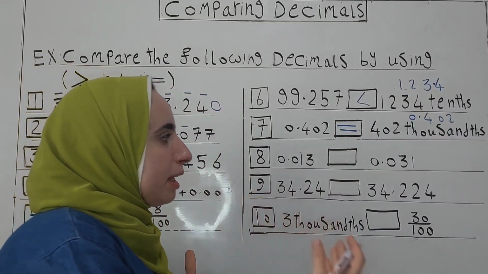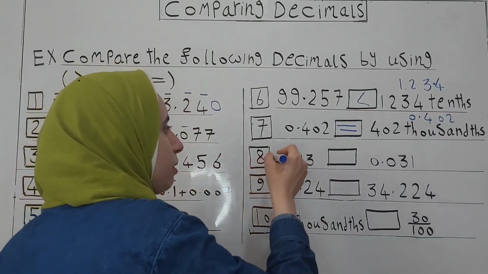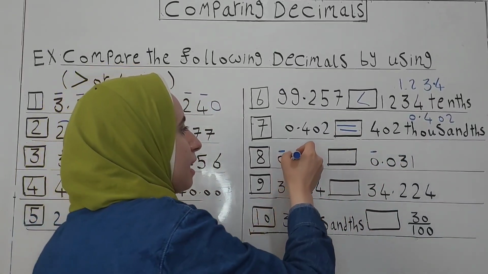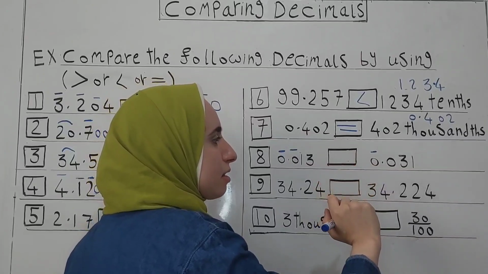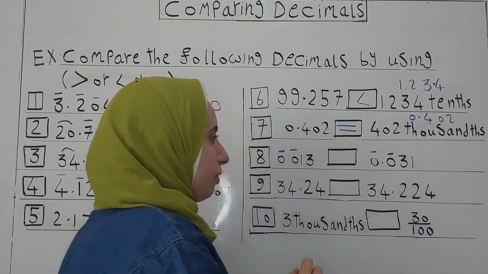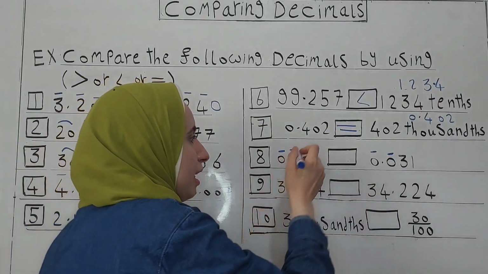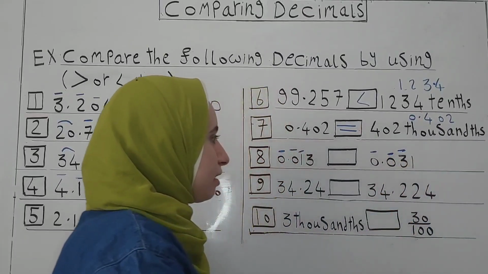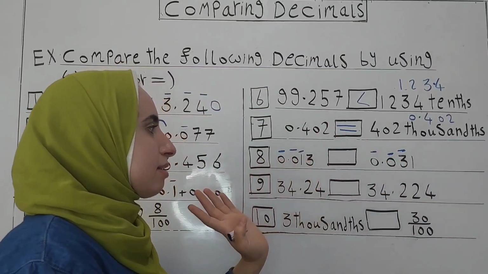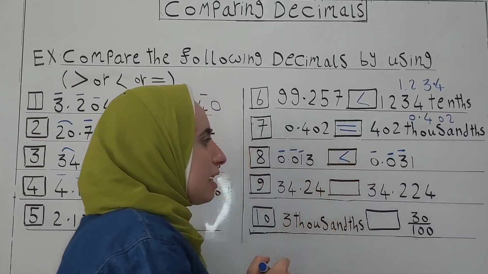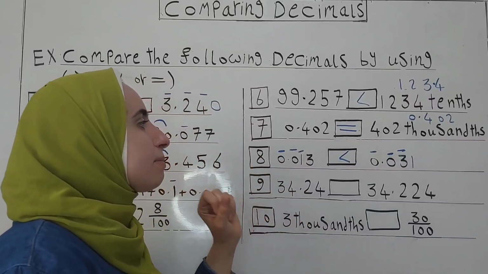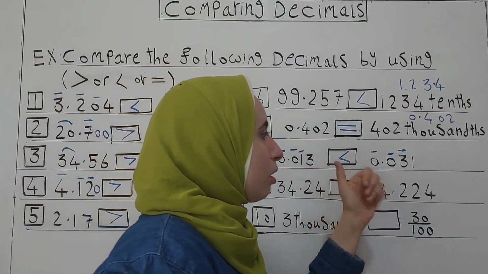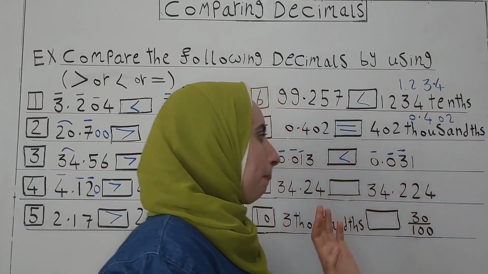Number 8. We make a comparison from the left. We have 0 whole numbers and 0 whole numbers in the second number. The next digit is 0, and the next digit in the second number is also 0, so go to the next digit. The next digit is 1, and the next digit is 3. Which is greater, 1 or 3? 3 is greater. So the first number is smaller than the second number, because the decimal part in the first number, 13, is smaller than the decimal part in the second number, 31.